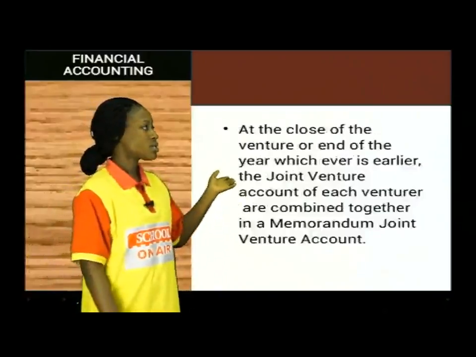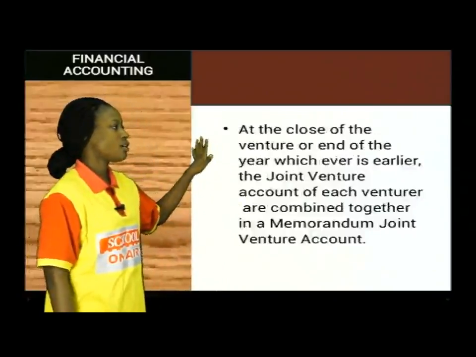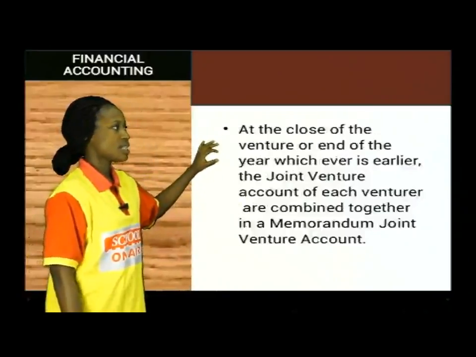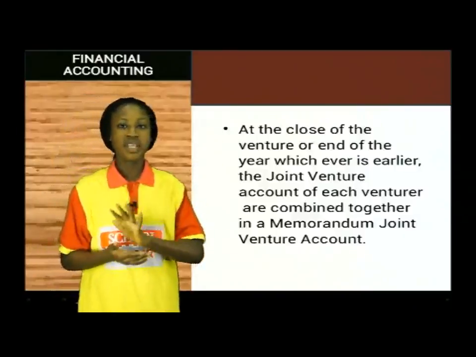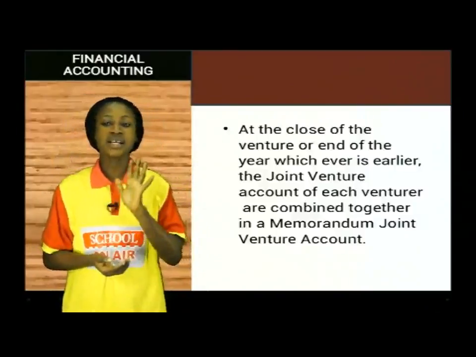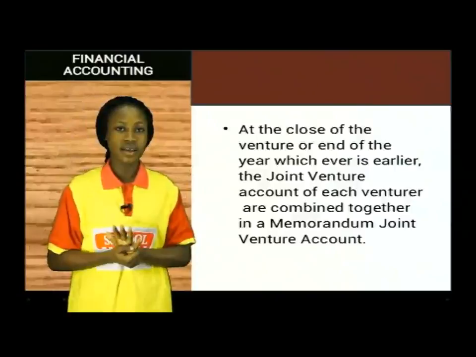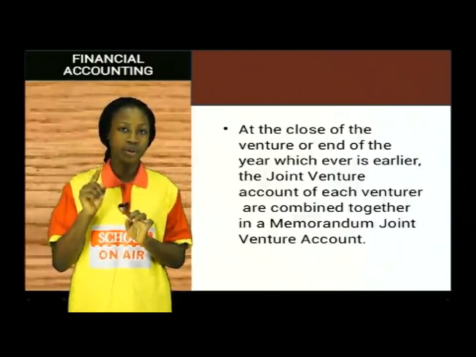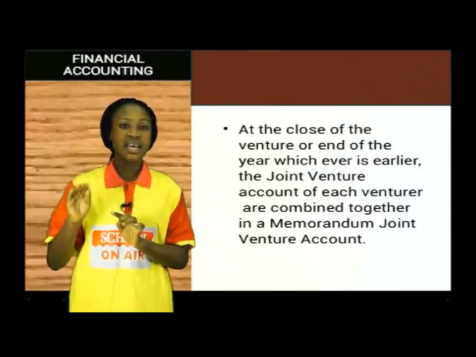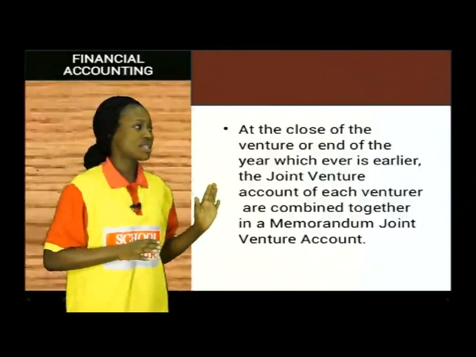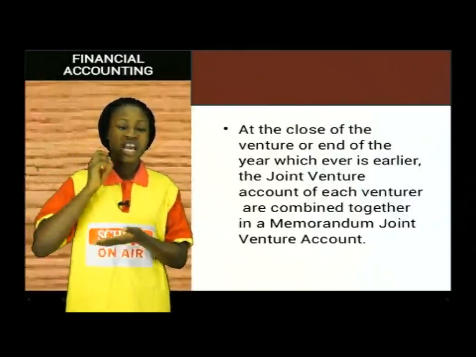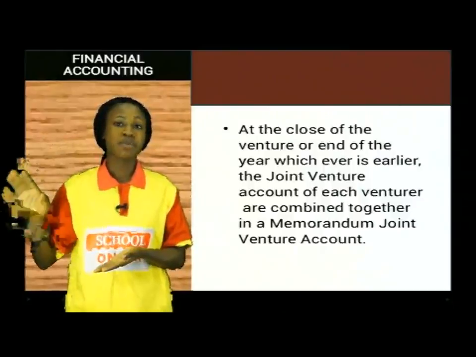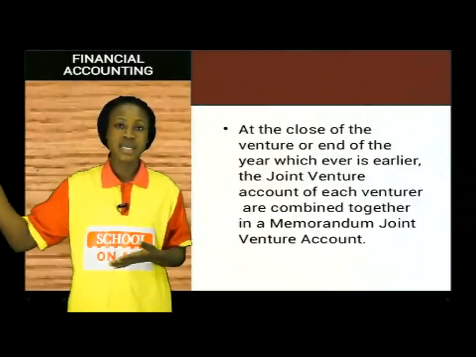At the close of the venture or end of the year, let's get this place clear. Every account is prepared at the end of the accounting year. It can be either the end of the year or the end of the period. Maybe, like I said at the beginning, this venturer's account is for a temporary period. It's for a specific period. It's not for a long time.